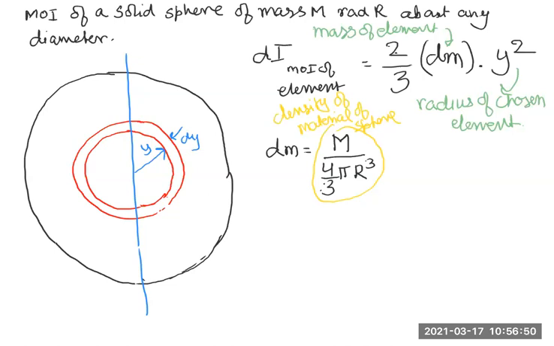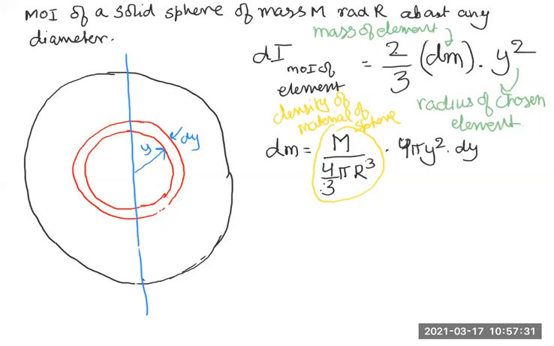If the density were variable, then you would not write M by 4 by 3 pi R cube, but you would write rho, the density, into the volume of the hollow sphere. And to find the volume, you have to multiply the surface area with the thickness. So 4 pi y square.